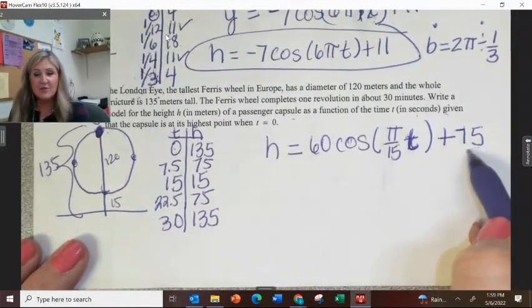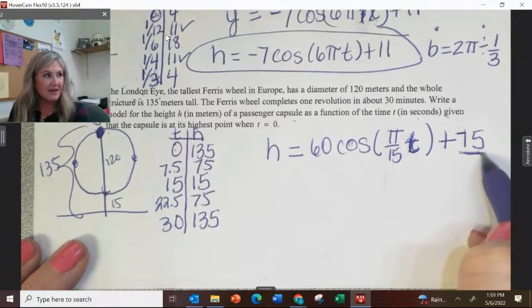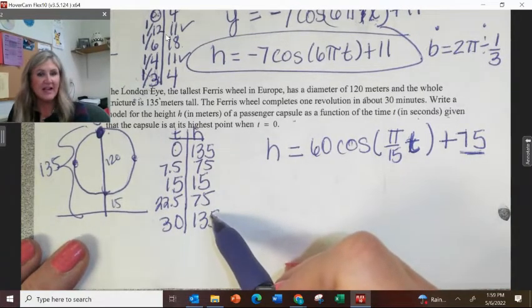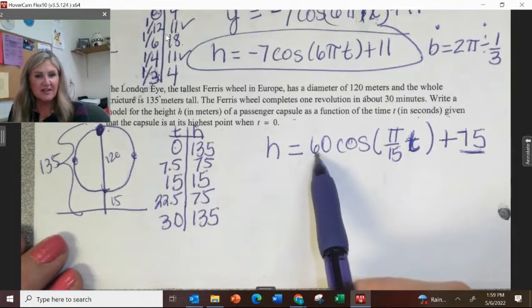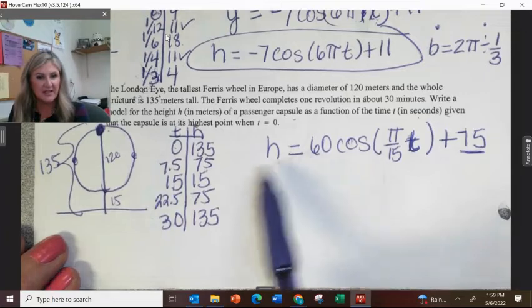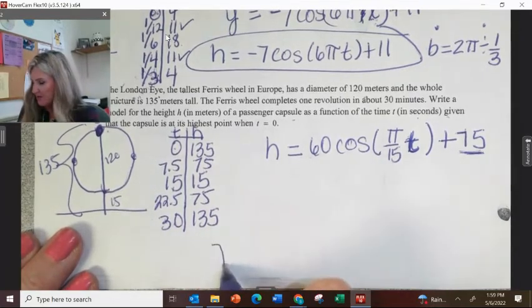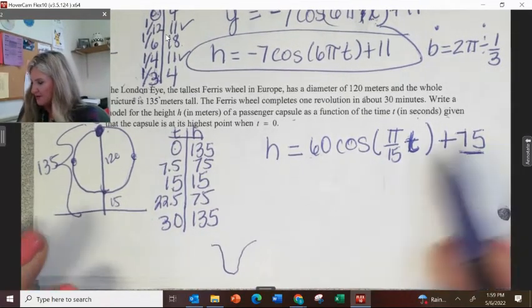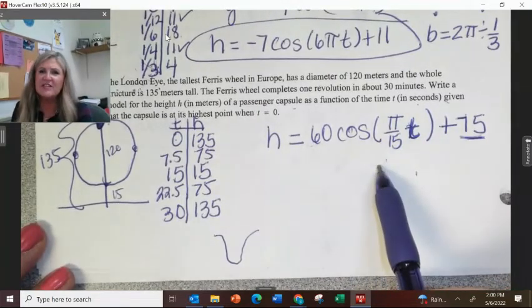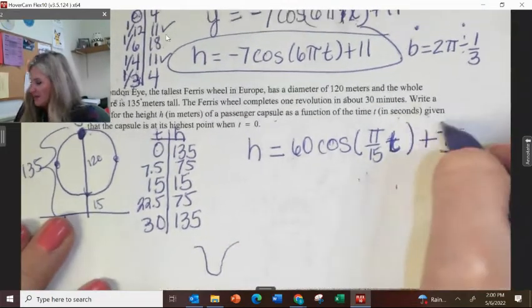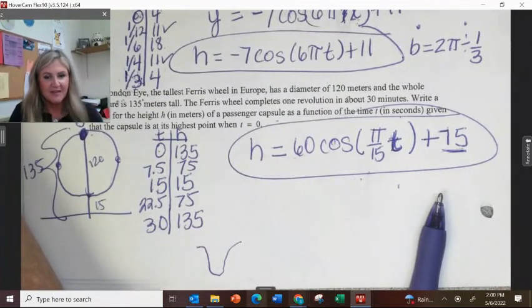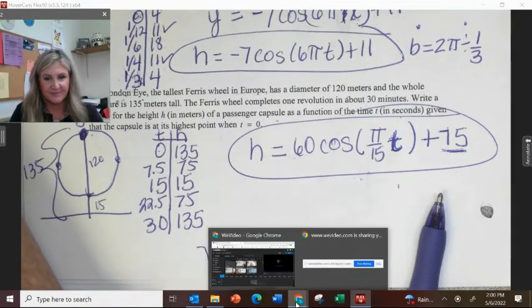Yeah, because this always has to be the midline, right? So is the middle value 75 in this problem? Yeah. And let's just check this. The distance from here to here and here to here, that is 60, isn't it? And this is starting up, middle, down, midline, up. Yep, this should be it, right? Were you guys able to get the pi over 15? Yeah. Okay, very good. All right, guys, nice job. There's not too many of those on your homework, maybe one or two. Great job.